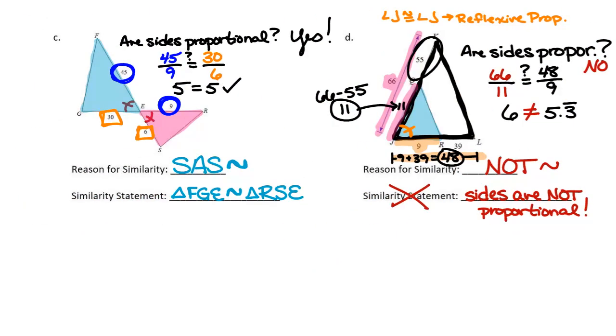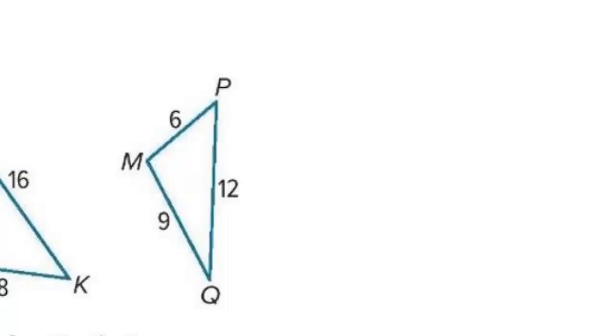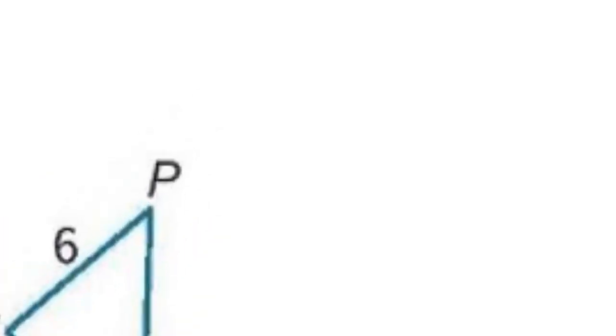Nicely done. All right, let's look at two more. What type of similarity should we try for on part E? Side, side, side. Yes. Let's try that.